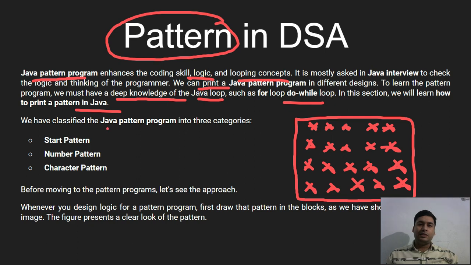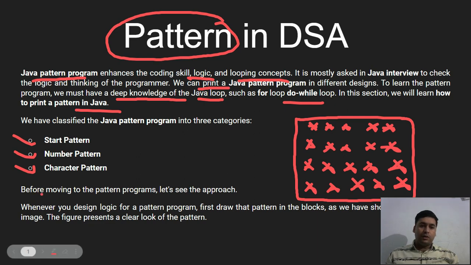We have classified the Java programs into three categories. For example, a star pattern. If you go into an interview, maybe at a service based company or some big company, there might be a chance they will ask star patterns. Somehow they will ask number patterns also, and somehow character patterns also, but you have to prepare for all, and that is your work as a developer. You have to know about it.